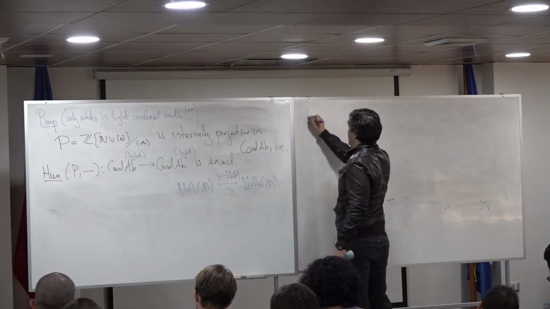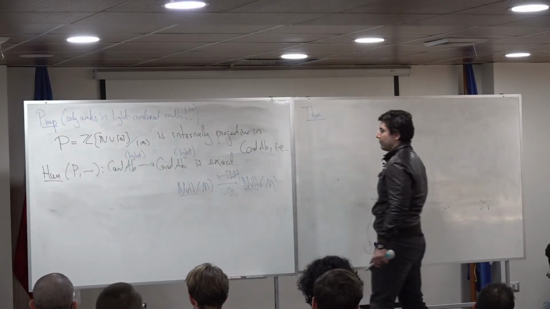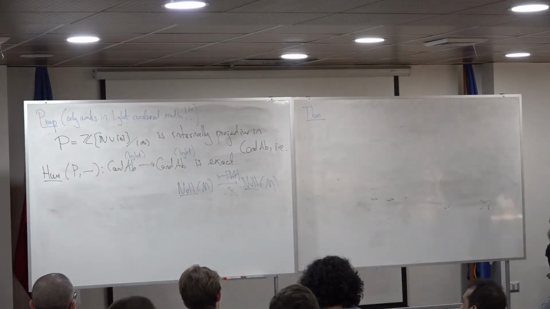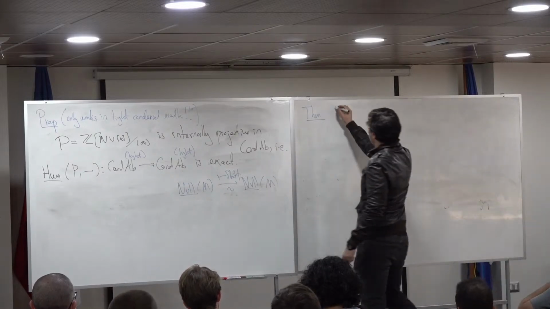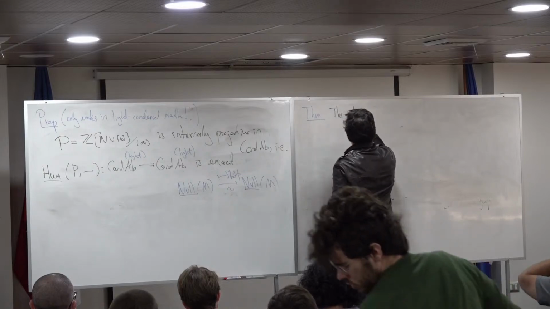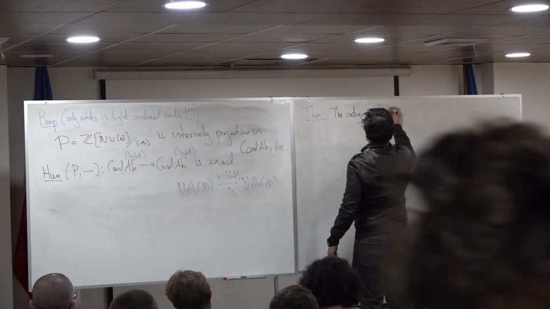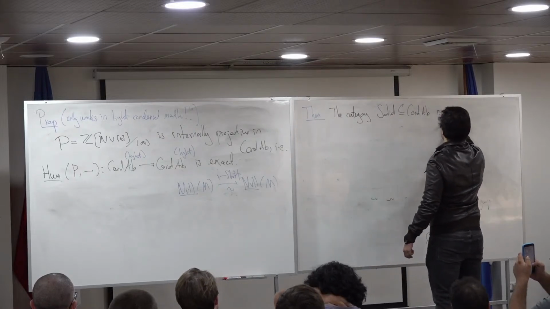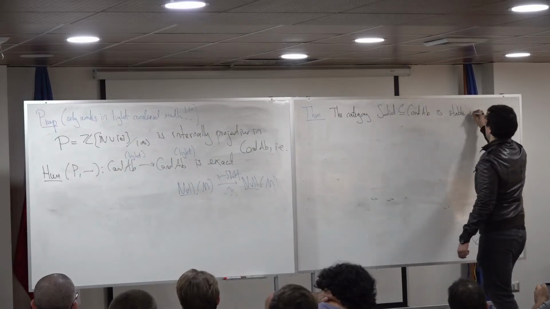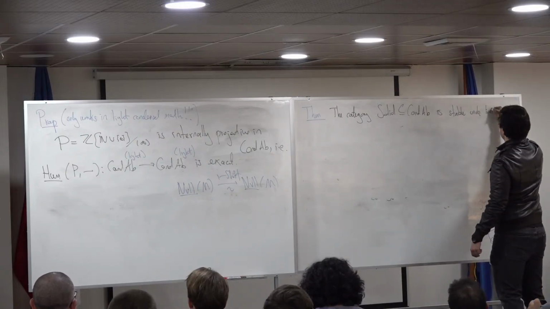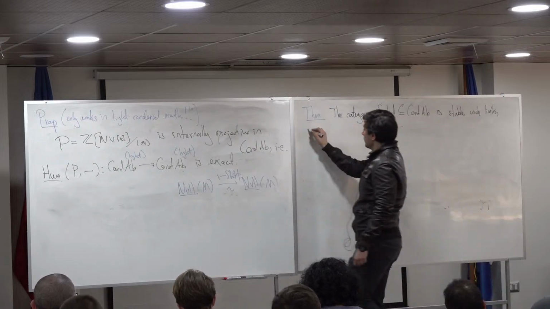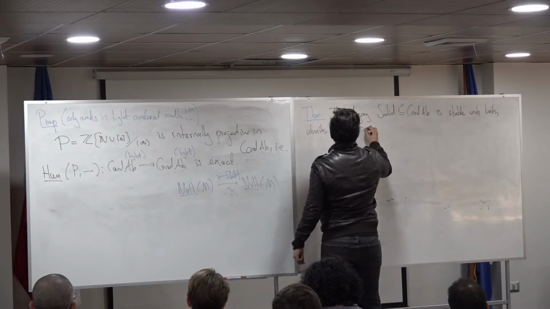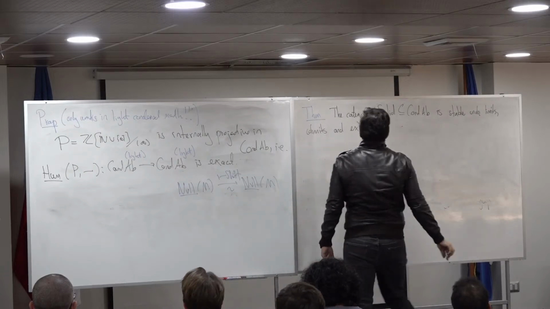So the first theorem that you get for free, essentially, is the following. The category solid inside condensed abelian groups is stable under limits, colimits, and extensions. So in particular, it's an abelian category.